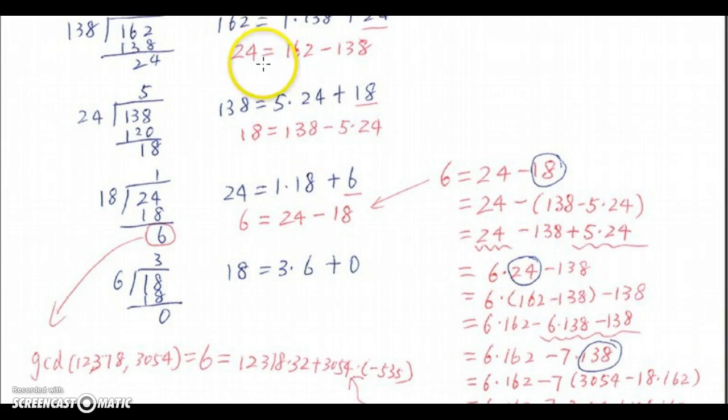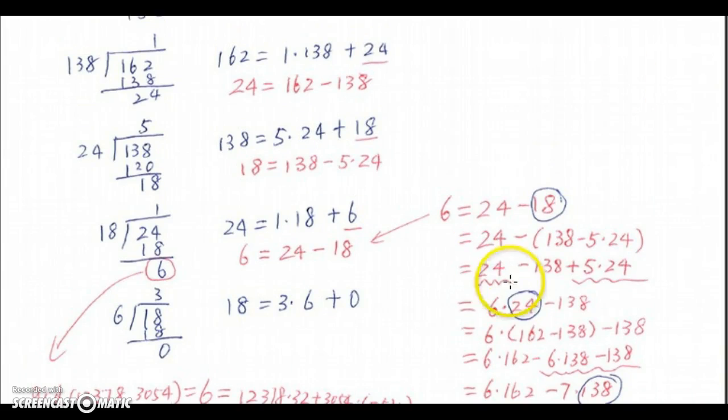Now the next step, if we look at the next expression, is 24. So I can replace this 24 with 162 minus 138. Plug in here again. And now we multiply out 6 times, it's like the distributive property. 6 times 162 minus 6 times 138 minus 138. Notice the last two both have 138. So we can combine them together. So minus 6 of them minus another one. So together we subtract 7 times 138.